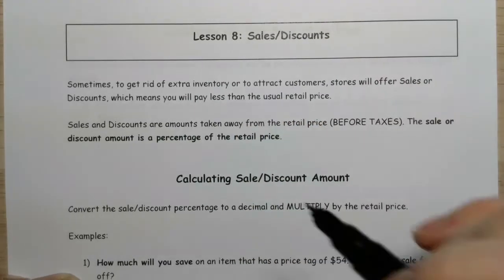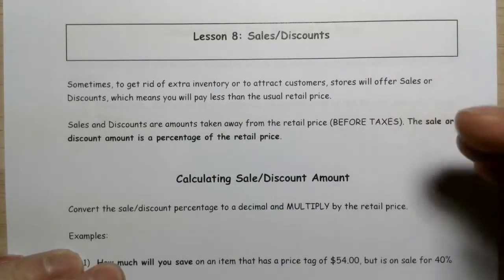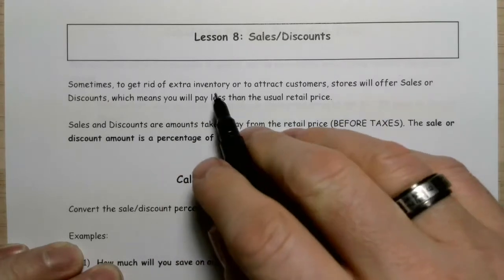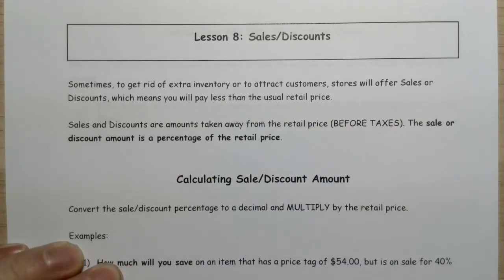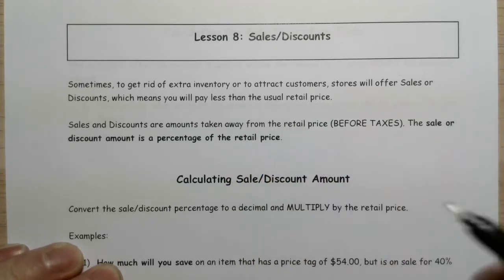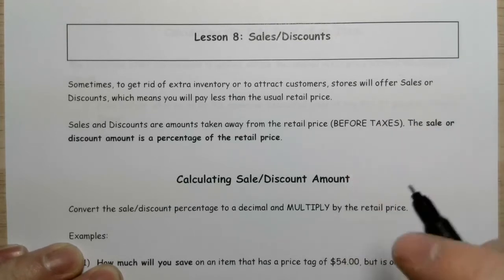You're probably well aware of this. Sometimes stores want to get rid of what they call excess inventory, right? They've ordered a lot of something, they have an excess amount of it, and they want to get rid of it, or they just want to attract customers. So they offer sales or discounts to get people into the store and spending money here.